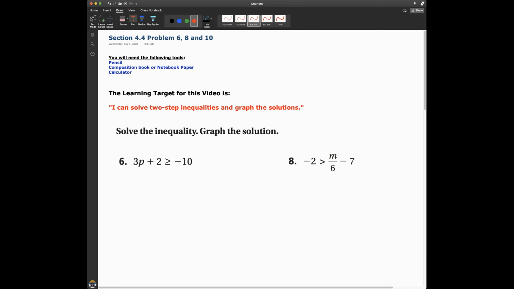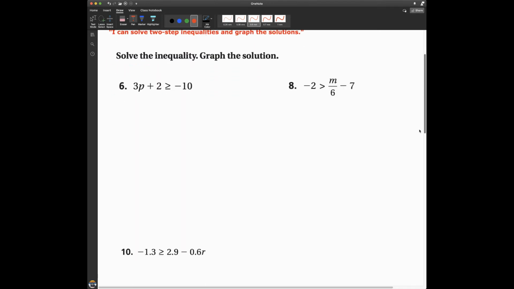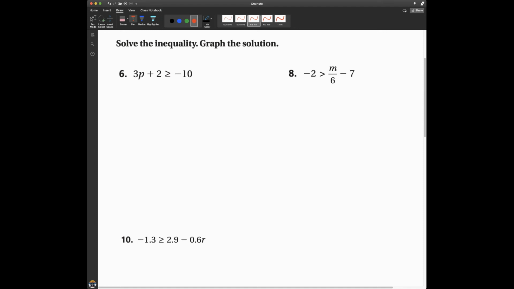You will need your pencil, composition book, or notebook paper to take notes, and you might need a calculator for this video in these problems. The learning target for this video is I can solve two-step inequalities and graph the solutions. So let's get started. So for number 6, two-step inequalities.